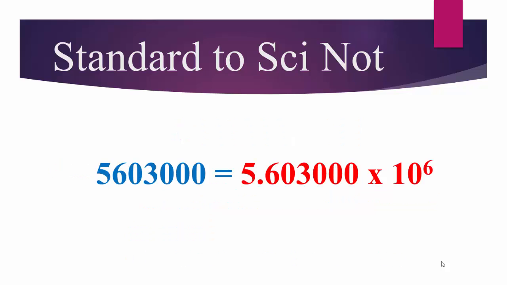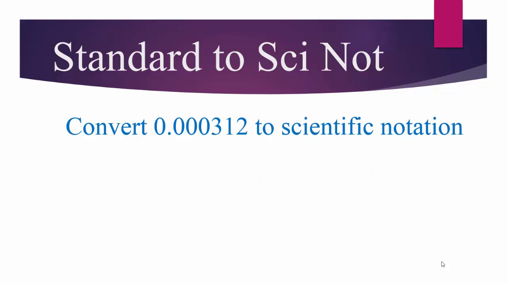And so 5,603,000 is equal to 5.603000 times 10 to the 6th. Okay, let's try a number smaller than 1. Stop the video, come up with your answer, come back and check it, then we'll walk through it. Go. The correct answer is 3.12 times 10 to the minus 4th.